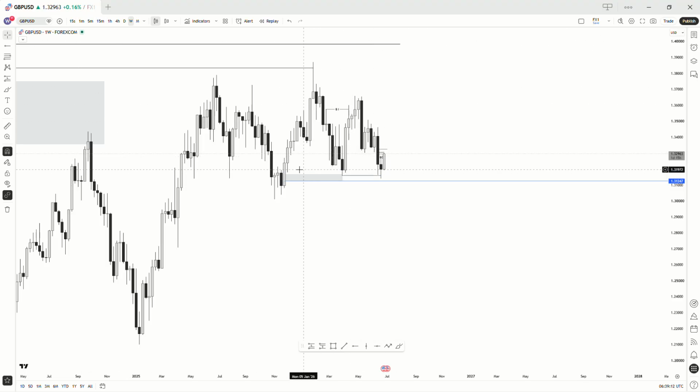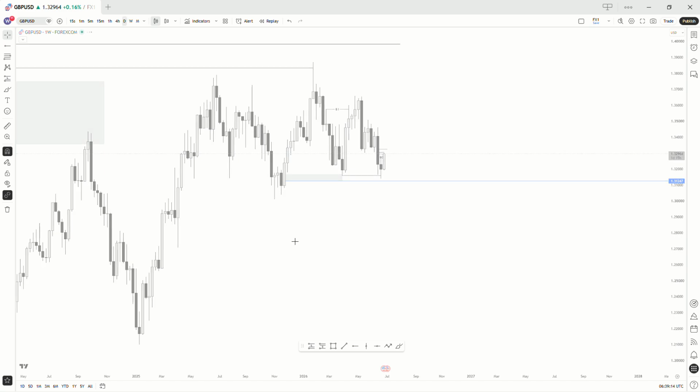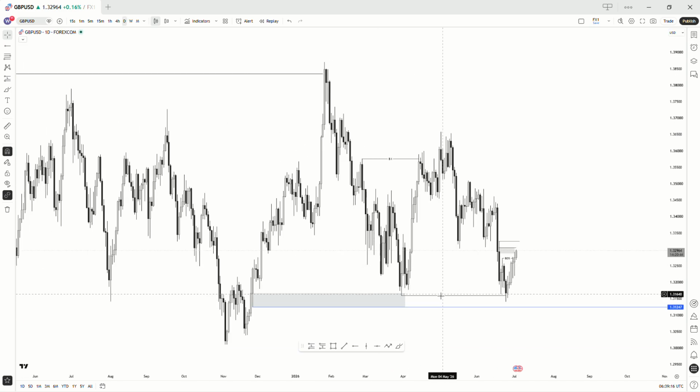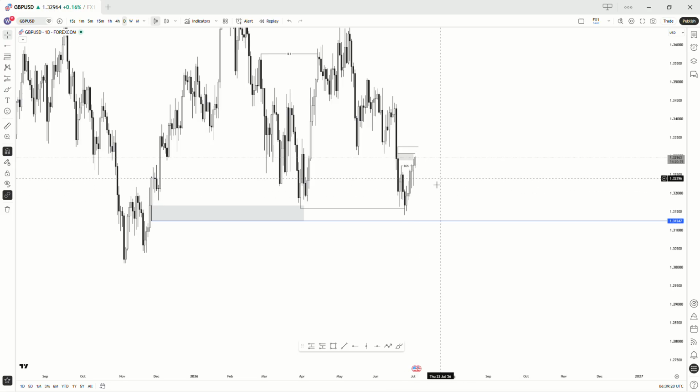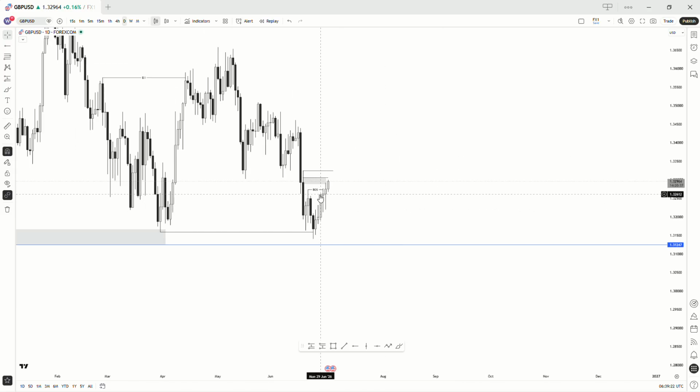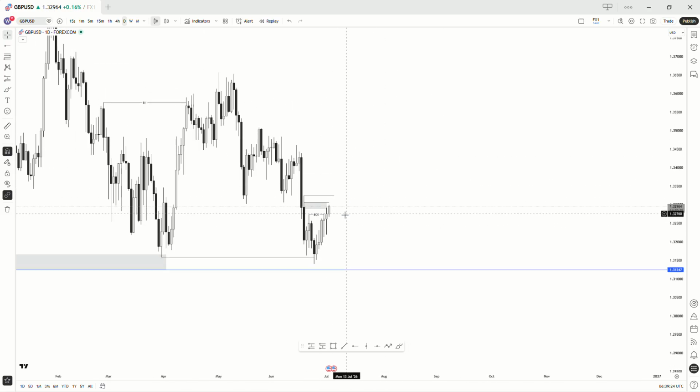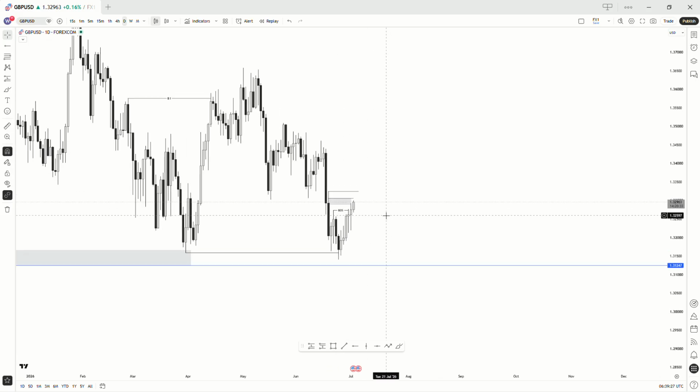We are expecting this to the left. If you hop on the daily, you can see after taking out this low and respecting this to the left, we've seen price move to the upside. Currently, price has taken out a high and it is continuing to go to the upside.